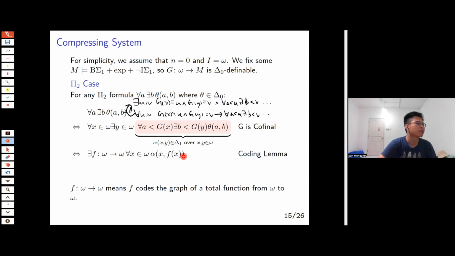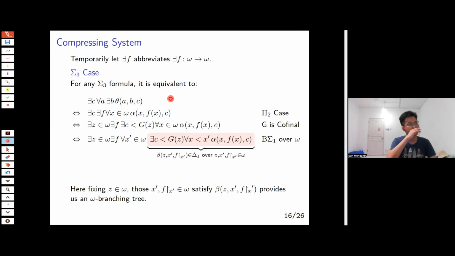But unfortunately, this one is not a real second order formula. This quantifier is not a real second order quantifier because it just takes the Skolem function of two first order quantifiers over omega. But we will see that in the next case, in the sigma 3 case, we will get a real second order quantifier over the cut. Okay, so let's go to the next case.